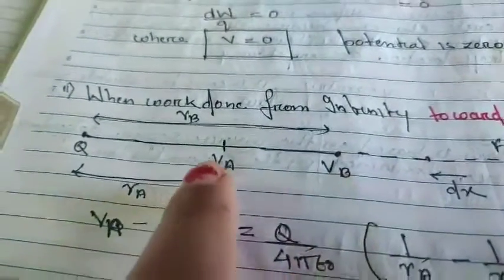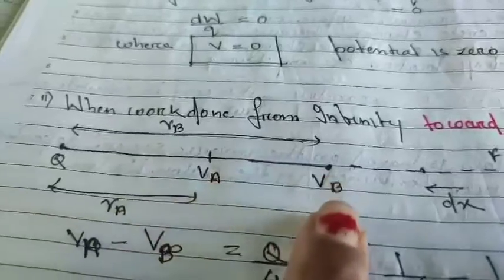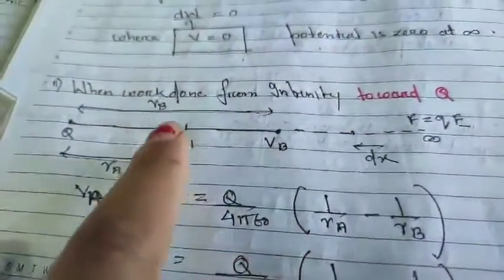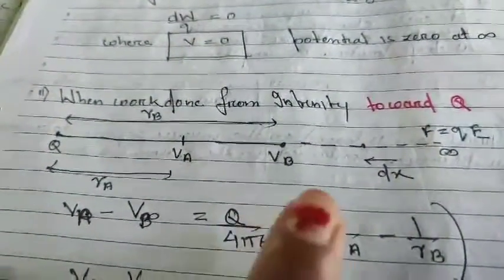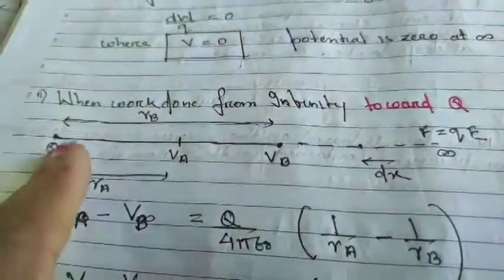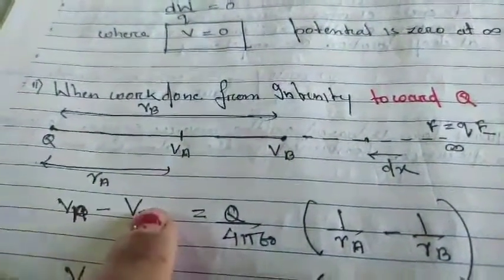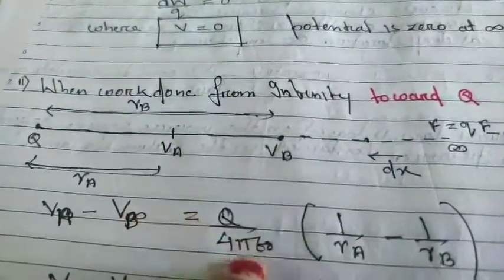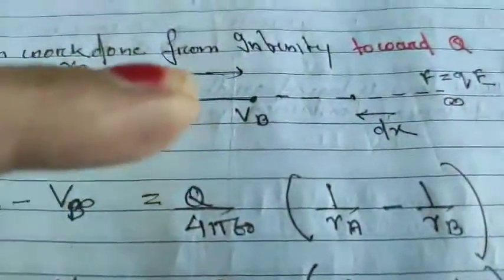Clear? So see, VA minus VB, VA minus VB is how much? VA is Q by 4 pi epsilon naught 1 by RA, RA for this one. Clear? And VB is what? Q by 4 pi epsilon naught 1 by RB. I will show you once again through the written part.